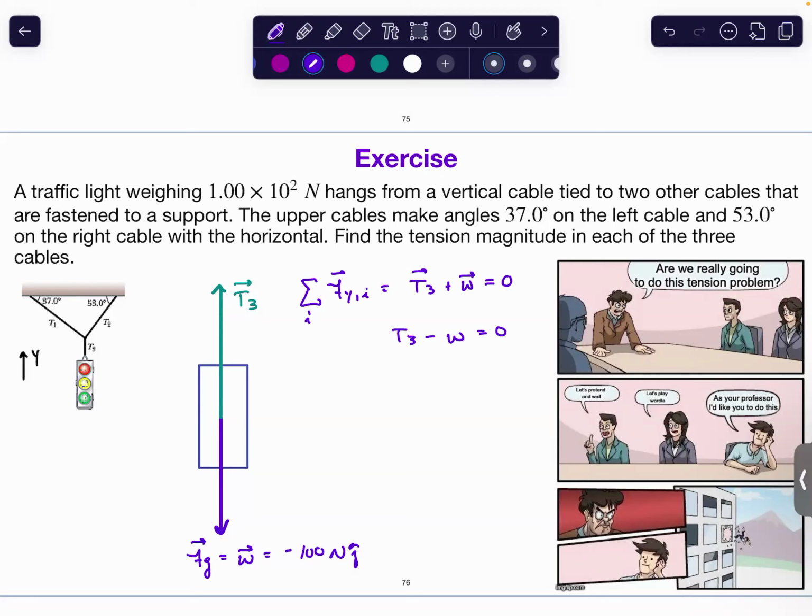So the magnitude is just 100 newtons. So the magnitude of T3 equals the magnitude of the weight equals 100 newtons. Let's just talk about magnitudes for now because T3 is going to be positive J hat this time. The next diagram is negative J hat. Remember, same tension throughout a single cable.